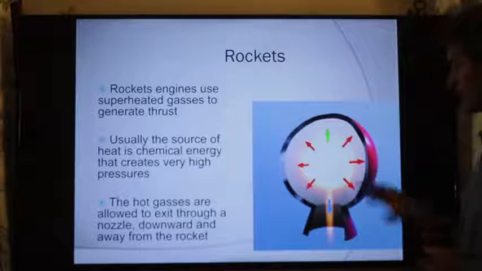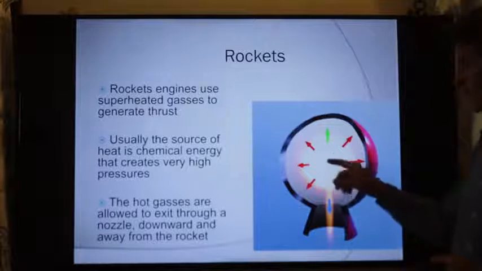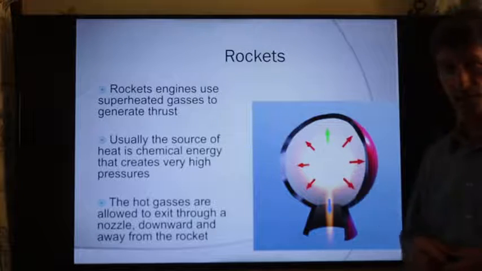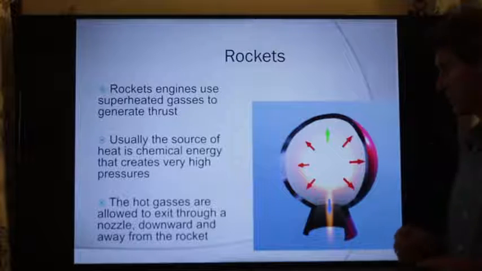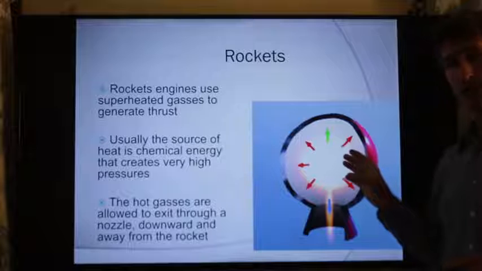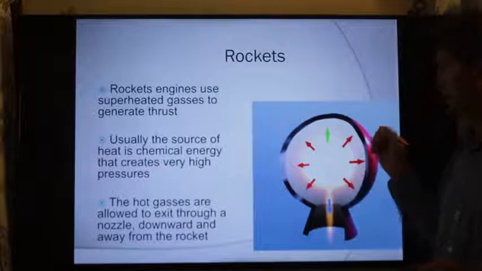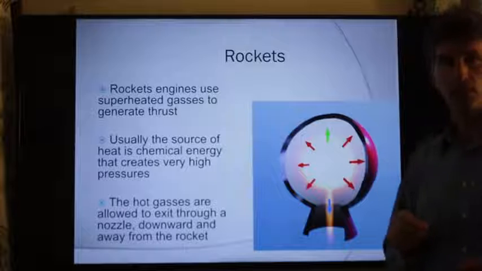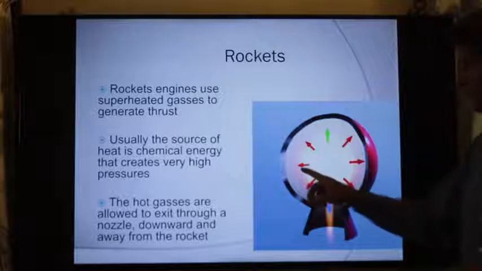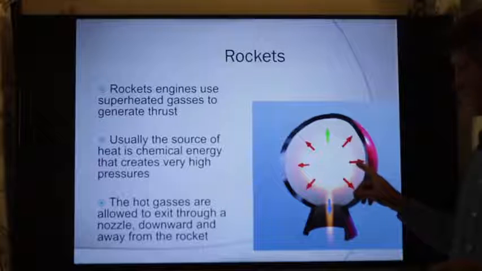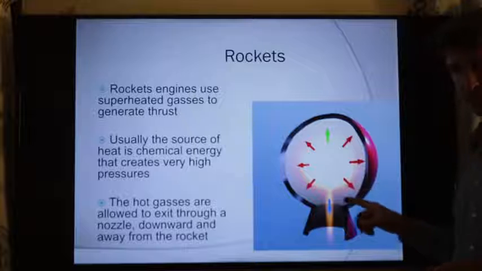If you think about the combustion chamber as being the spherical shell where the hot gas is pushing on all sides, by PV equals nRT, the pressure is proportional to the temperature. The higher we can get the temperature of the gas, and the more moles of gas that we have in there, the greater the amount of pressure or force on the walls is going to be. However, the force on this side cancels out with the force on this side. The force on this side cancels with this. The force on this side cancels with this.